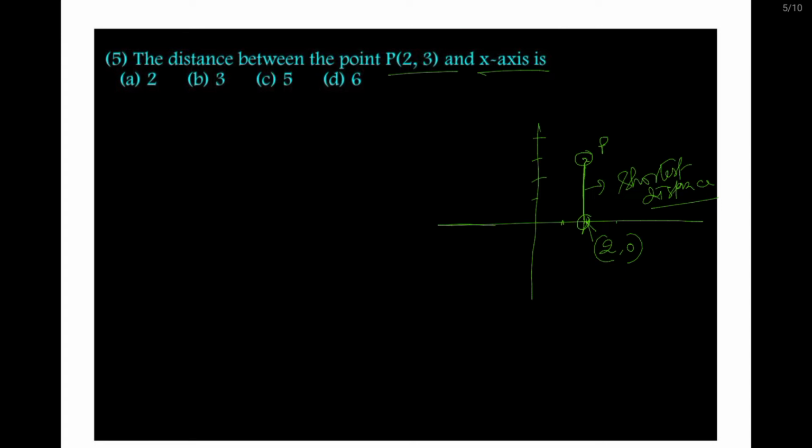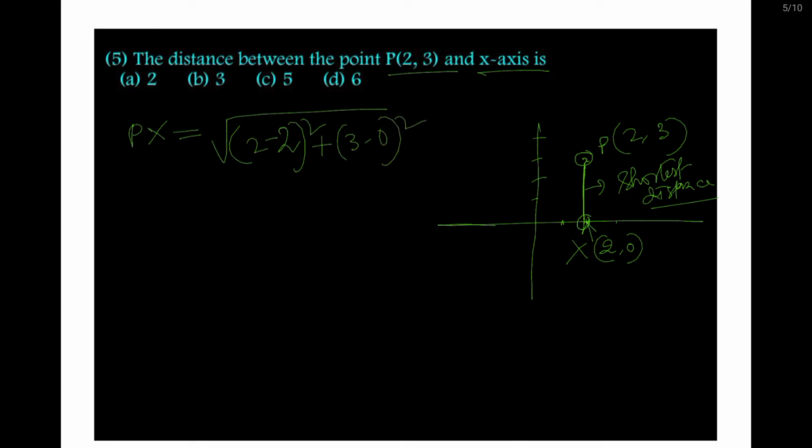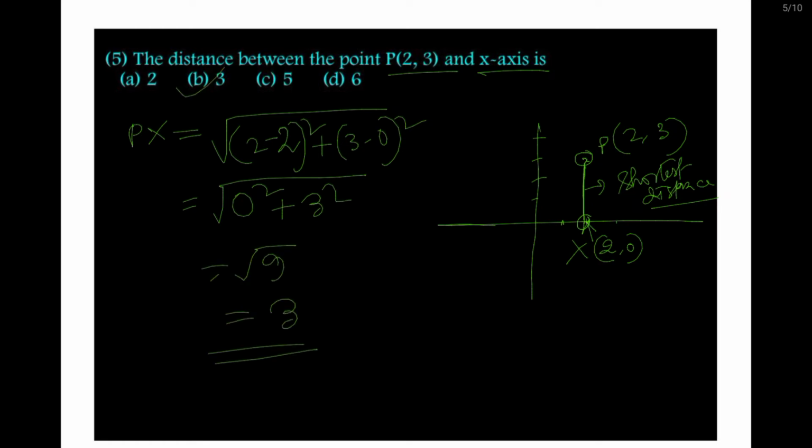So assuming 2, 0 as the coordinates on the x-axis for this purpose, we find the distance between P and X, considering this point as capital X. PX is equal to the square root of (2 minus 2) whole square plus (3 minus 0) whole square. So it will be 0 square plus 3 square, root 9, which is 3. So the answer is 3. Let's move on to the next question.